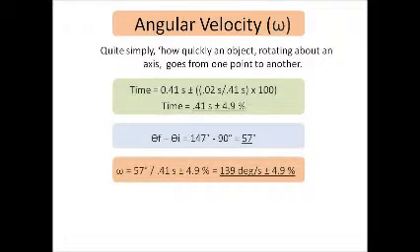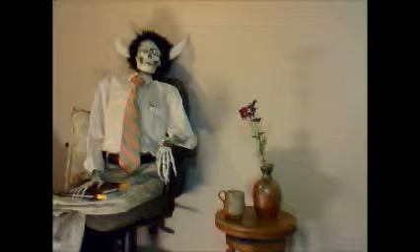Now we're moving into some fun stuff, pun intended. Quite simply, angular velocity is how quickly an object rotating about an axis goes from one point to another. As a memory aid, picture the second hand on a clock rotating about its axis in one complete rotation, which is 60 seconds. It will go 360 degrees. By dividing 360 degrees by 60 seconds, we find that for every second the hand moves 6 degrees about its axis.